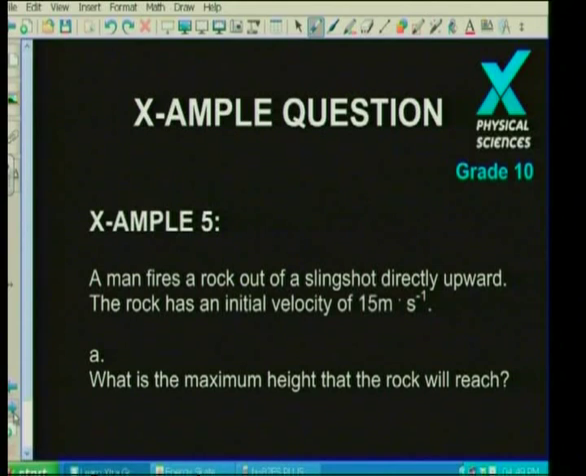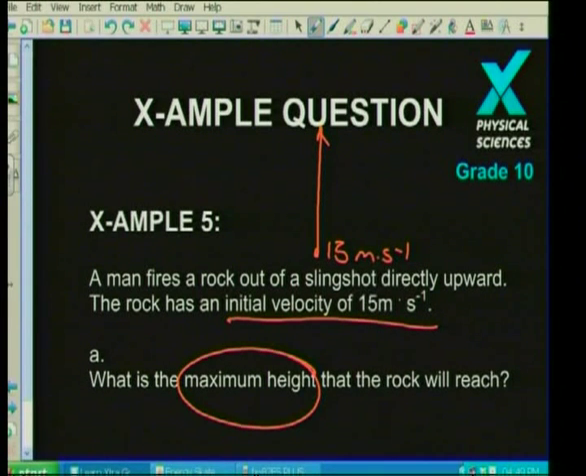Okay? You ready for another one? I hope so. So here we go. A man fires a rock out of a slingshot directly upwards. Has an initial velocity of 15. And they want maximum height.